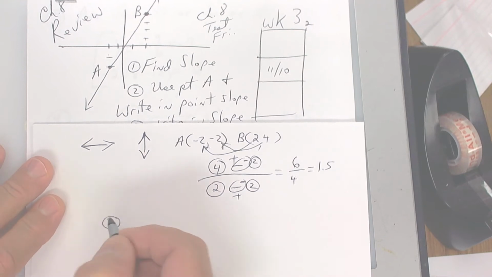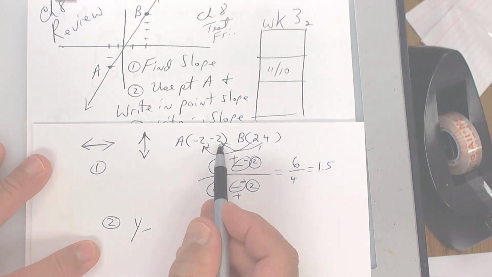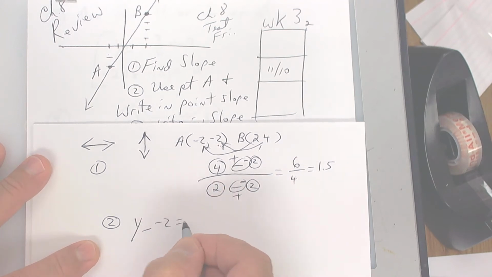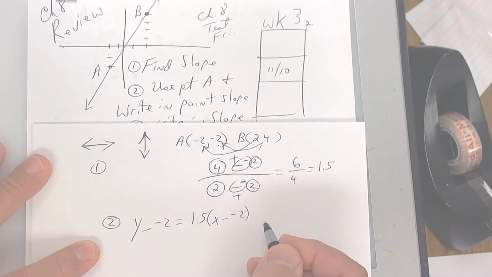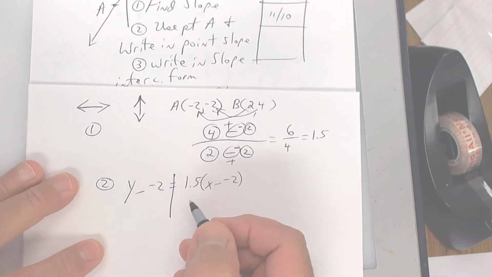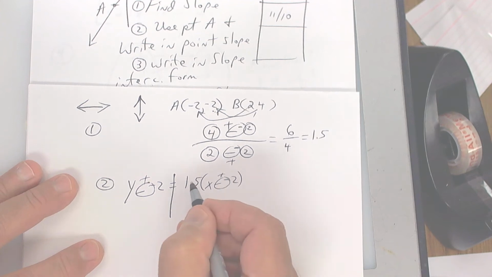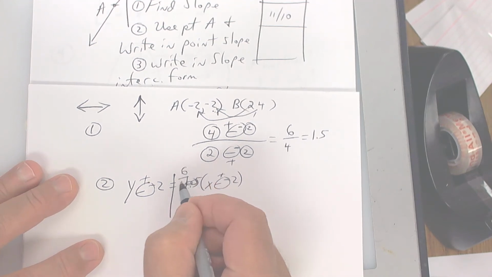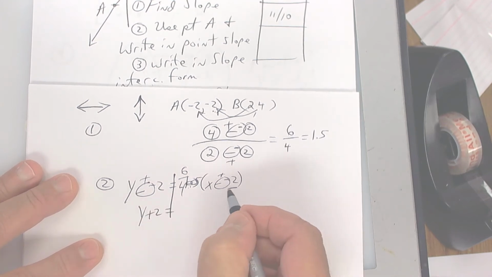So number 2, you want to do y minus your y, which is a -2, equals your slope, 1.5, and then x minus your x, which is also a -2. That is point slope. And then write in slope-intercept form, you got to get y by itself. So you're going to get plus. This I'm going to change back to 6/4 just to do it as a fraction. Put a 1 under here.